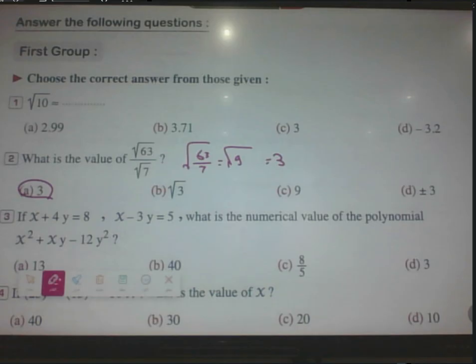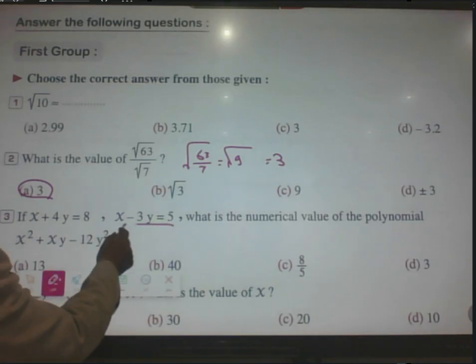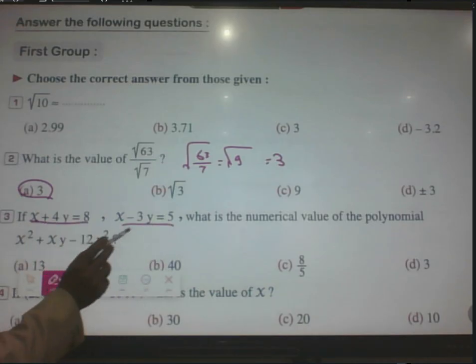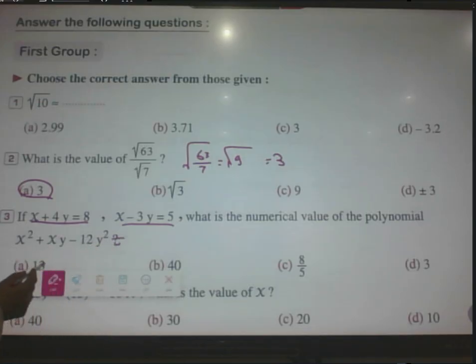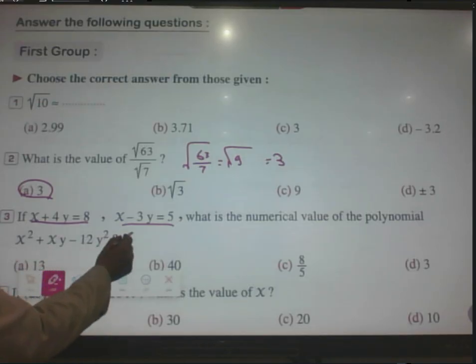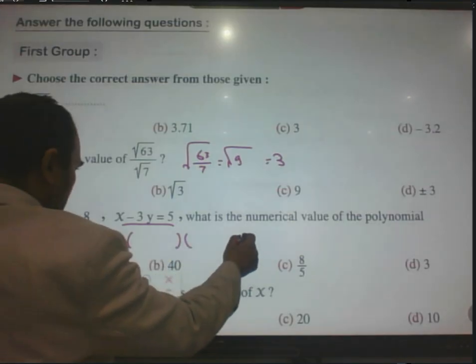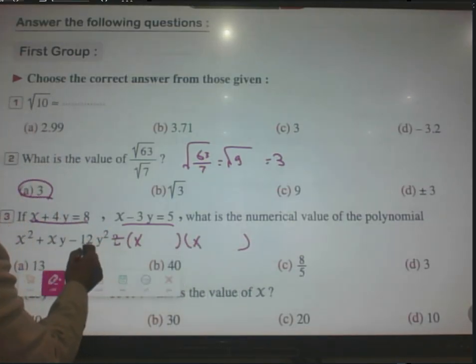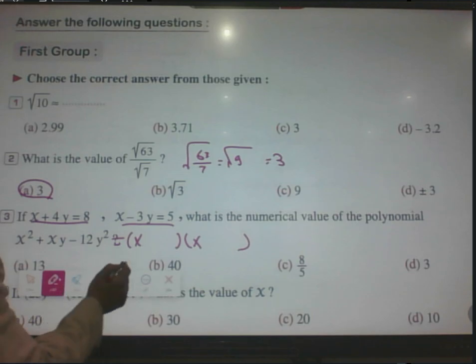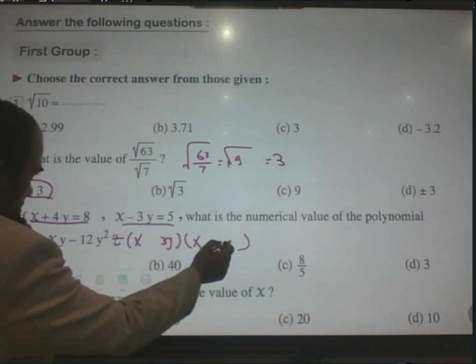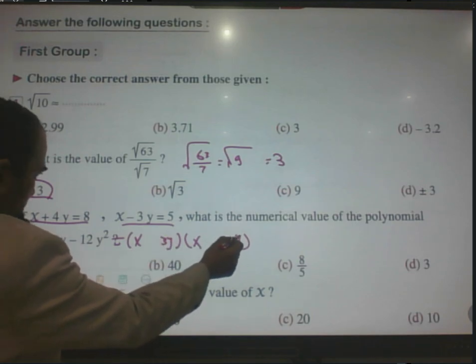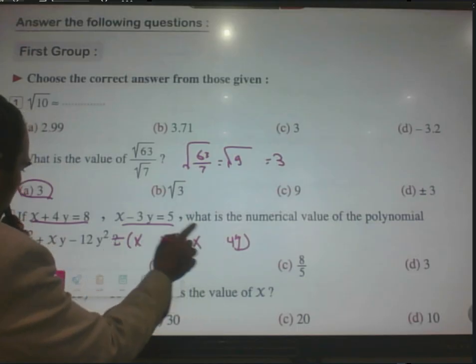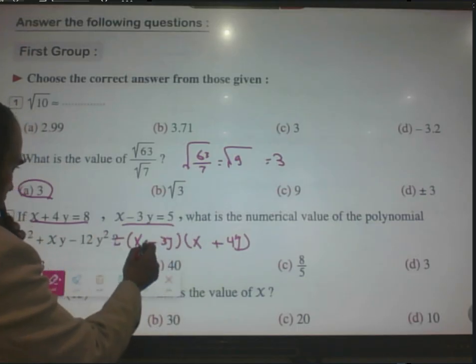If x plus 4y equal 8 and x minus 3y equal 5, what is the numerical value of this expression? We can simplify this expression by factorizing, between two brackets here, x power 2 equal x times x, and 12, we want numbers whose product equal 12, write 3y times 4y. And the middle number will be positive and here negative.